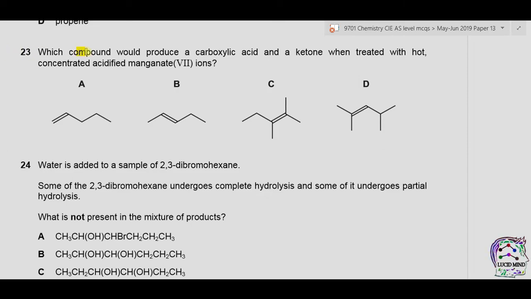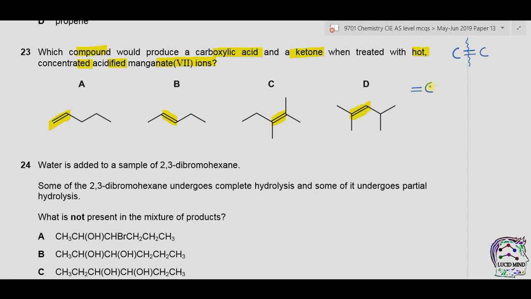Question 23. Which compound would produce a carboxylic acid and a ketone when treated with hot concentrated acidified manganate 7 ions? As we can see that in A, B, C and D we have alkene functional group that is present. For alkenes you should remember that when reacted with hot concentrated acidified manganate 7 ions, the double bond is broken and the products can be formed like this.